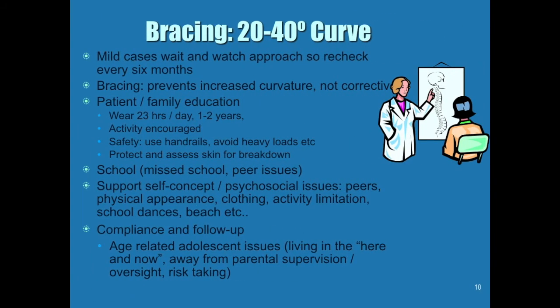We brace curves that are between 20 to 40 degrees. Anything that's a little bit less than 20 degrees, we use the wait and watch approach. That's a mild case, but that child needs to be re-examined in 6 months. What the brace does is it doesn't correct the disorder. If we can keep it between 20 to 40 degrees, then that kid is going to be okay in their lifetime. So what the brace does is it prevents increasing the curvature of the spine. And if it increases the curvature, then they need more drastic intervention.